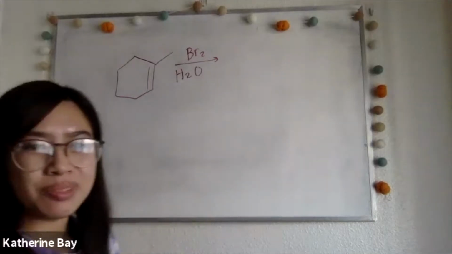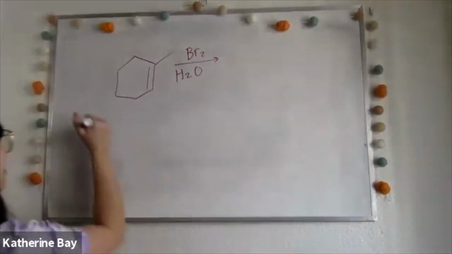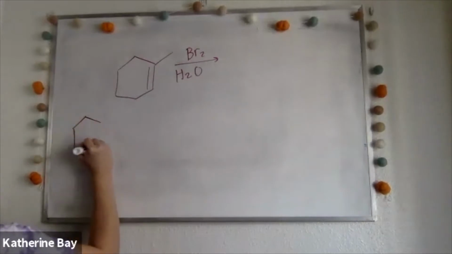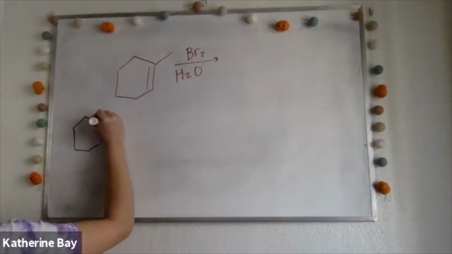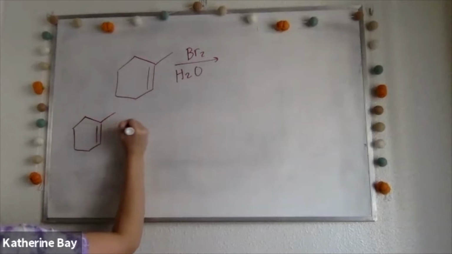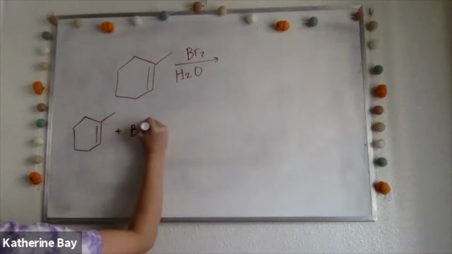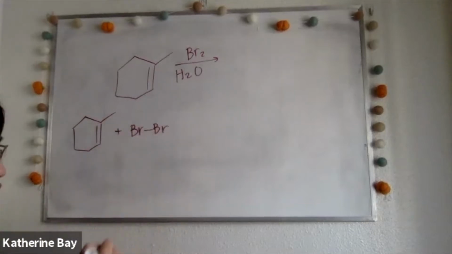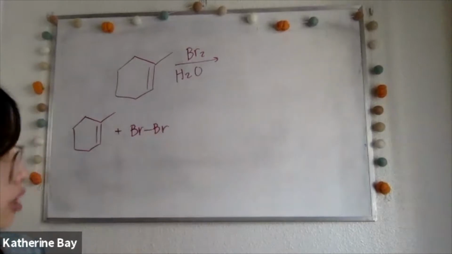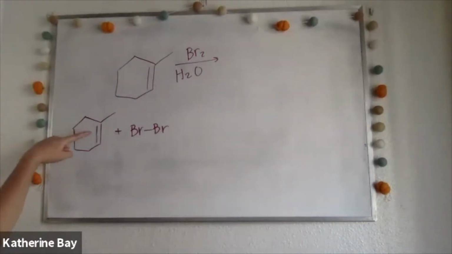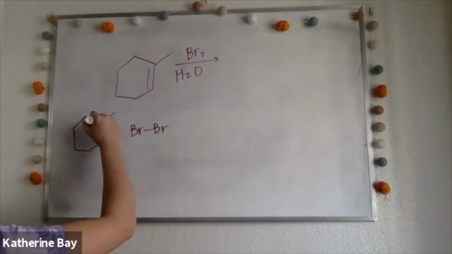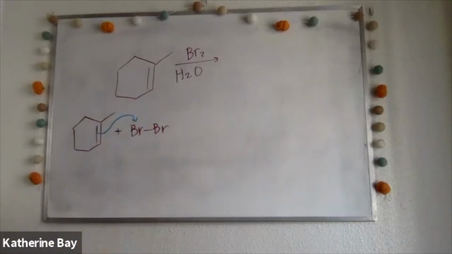So in this example, I'm just going to redraw the alkene down here, just so we have some more space to draw out our mechanism. And I'm also going to draw out the bond between the two bromine atoms. So the first step of this reaction starts from the middle of the pi bond, and it goes towards one of the bromines of Br2.